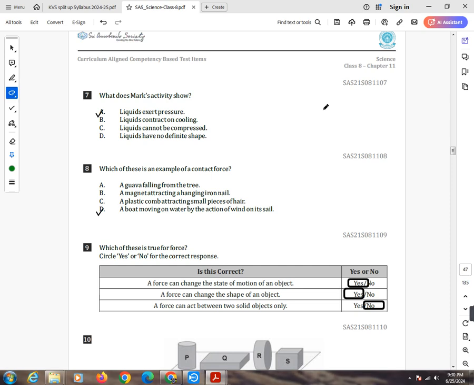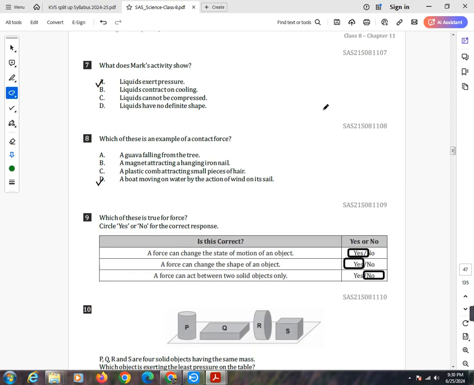A boat is moving on water by the action of wind on its sail. Wind is applying force, and due to that force, while the wind is making contact with the sailboat, the boat is moving. So this is the example of contact force.